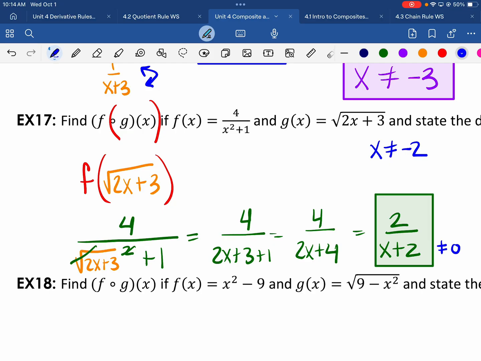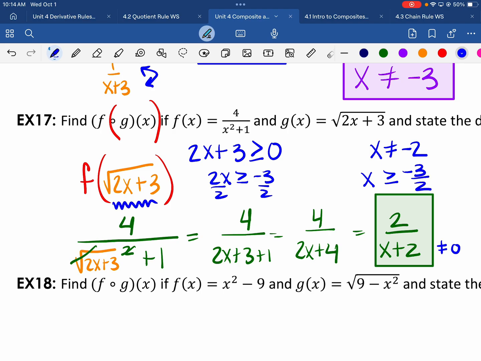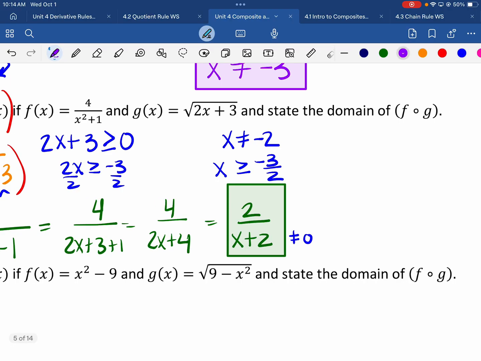All right, and then I'm going to come over here and I'm going to check the inside, which is going to give you another domain restriction because it's square root. So 2x plus 3 has to be what? Greater than or equal to 0. So you minus 3, divide by 2. And so I also get x has to be greater than or equal to -3/2. When you get two domain restrictions, sometimes drawing a number line becomes helpful to kind of figure out what's going on. Oops, I put those in the wrong spot.